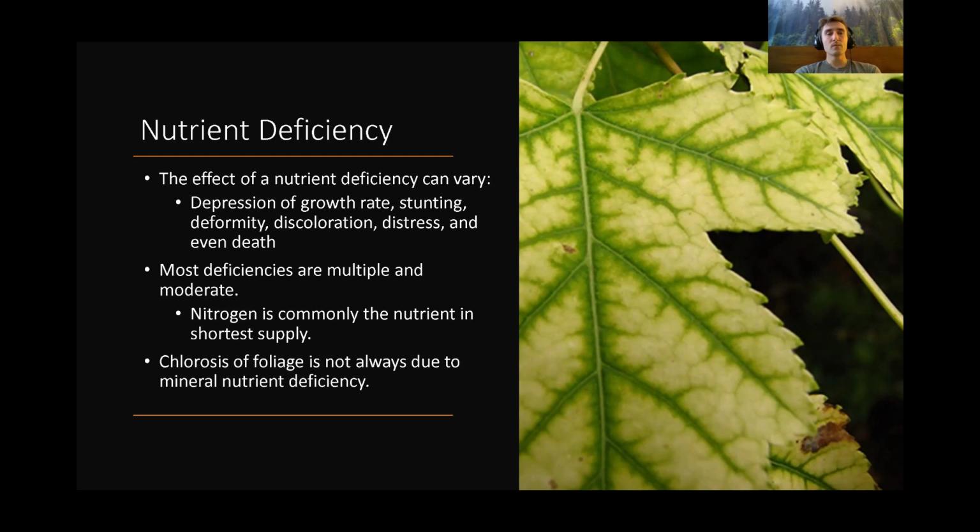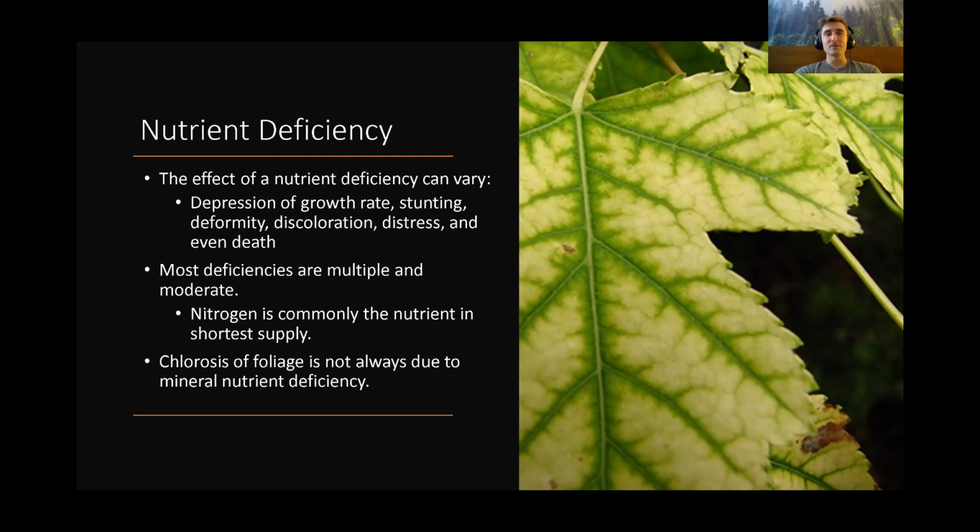So a plant can express a nutrient deficiency in many ways. You can have a slowed growth rate. So you can have stunted plants, deformed growth. So the leaves can be curled and growing in strange patterns. You can have discoloration, you can have distress, and even you can have death in parts of the plant.